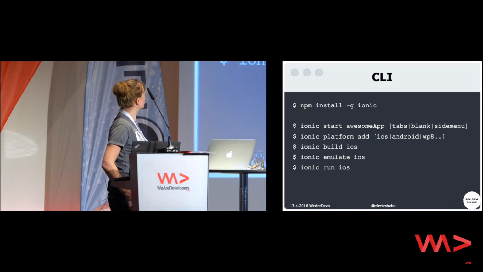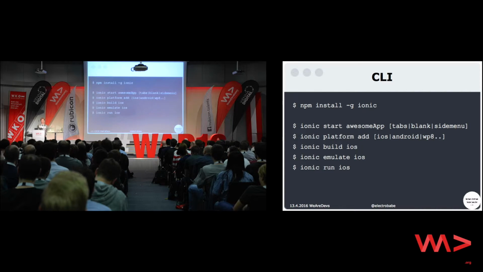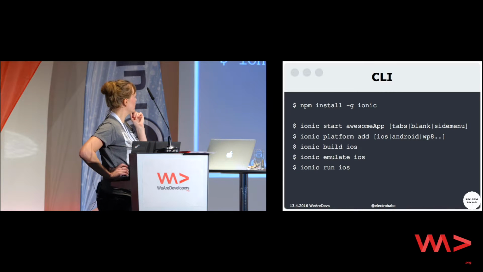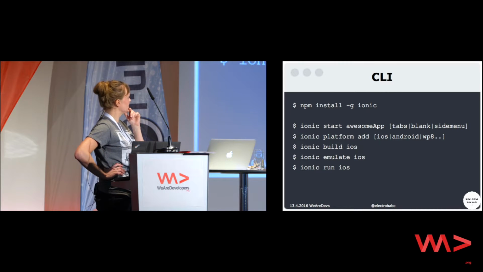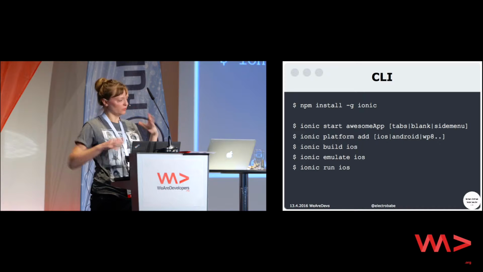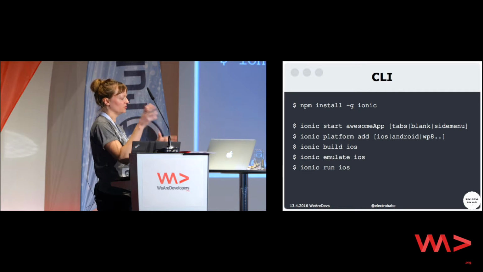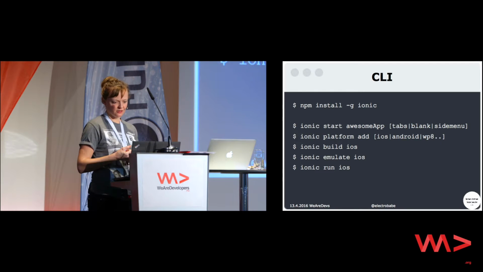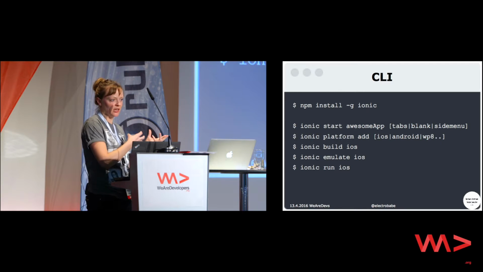The first one is obviously to install Ionic itself. Then the second one is to generate the projects. I called it Awesome App. There are also a couple of templates you can use. So when you start a tabs app, you already have the tabs there, and you just have to fill in the stuff you want. So like you have to rename it, basically.